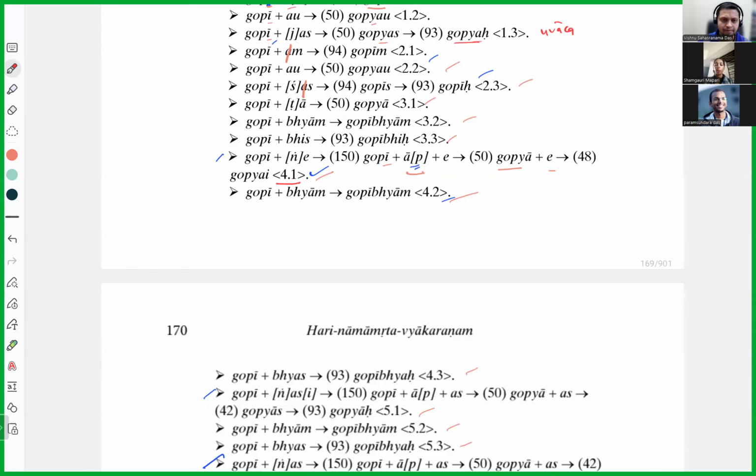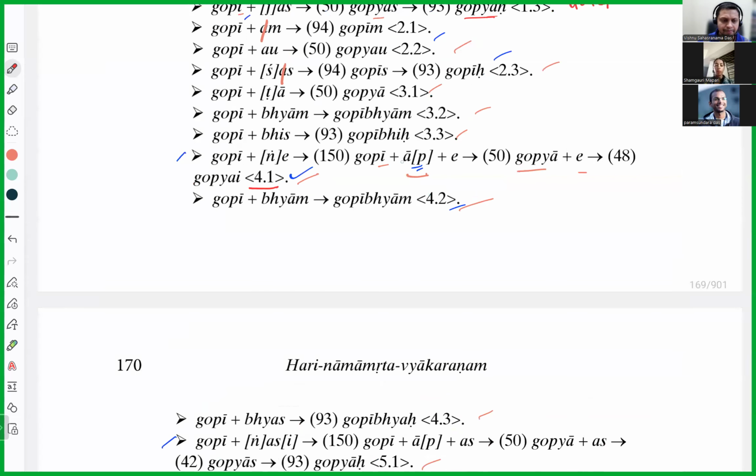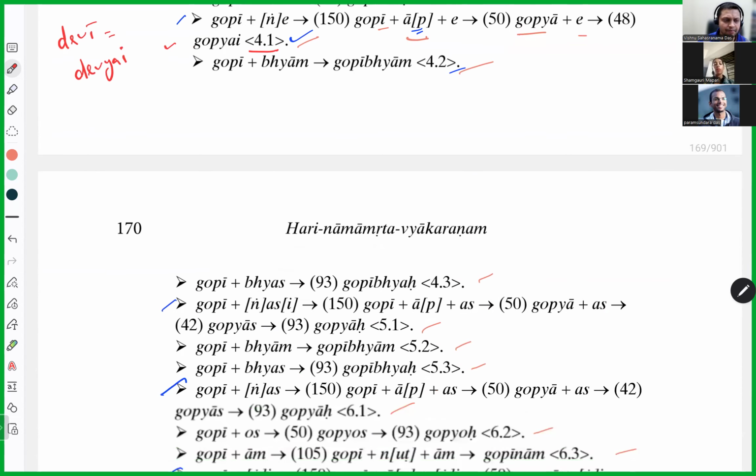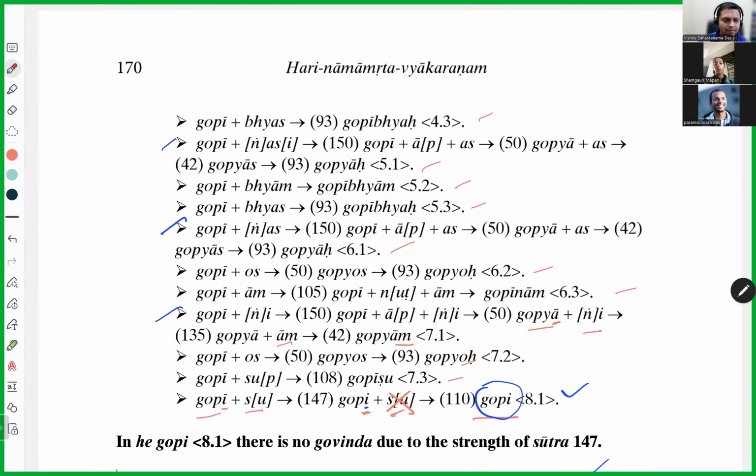After a Gopi Shabda, Aap, Idvameva Hai Sarveshwari, Gopya plus A, Idvay Ai, Gopyai. This is like Vrinda Yai, Tulasi Devyai. Devi becomes Devyai, same form. Then Gopi Bhyam, Gopi Bhyam, and so on. Whenever Vrishnis are there, we apply Aap and we do the declension. That's all.